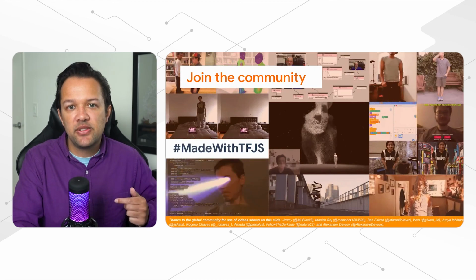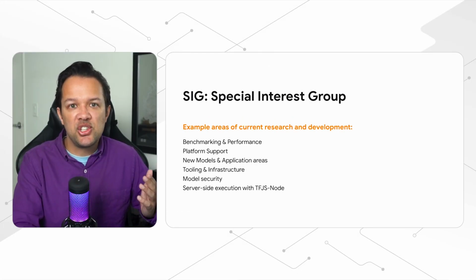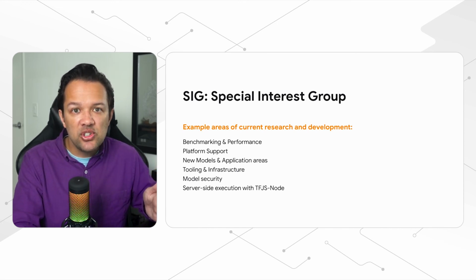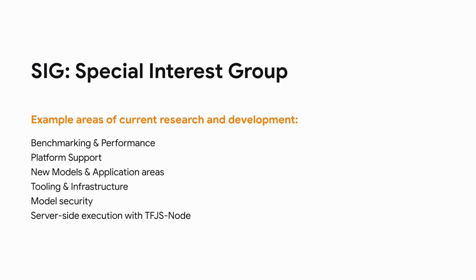Now we've also formed a special interest group to work on the key areas of research in collaboration with all of you. So do come join us to help define the future of the TensorFlow.js project. Currently, we've got research areas such as benchmarking and performance, platform support, new models and application areas, tooling and infrastructure, model security, and even server-side execution with TensorFlow.js Node. All of which are being actively worked on by people just like you, so do get involved or suggest a new area if there's enough interest.